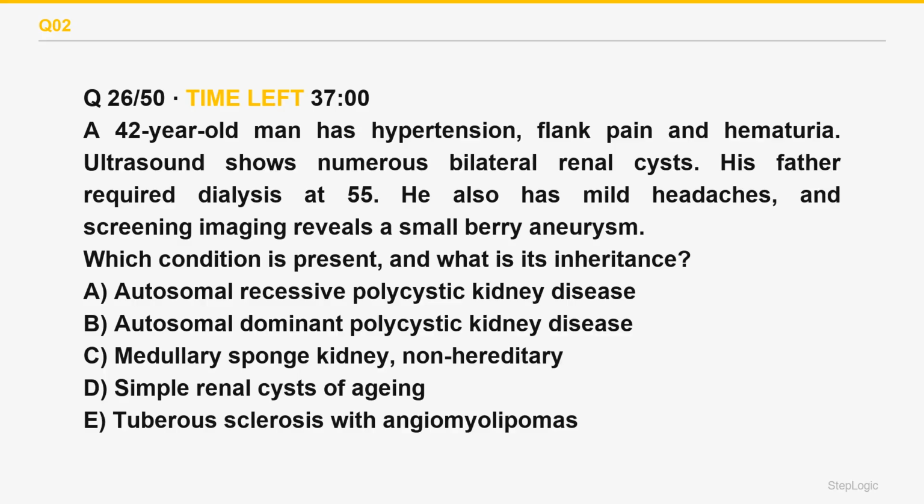Which condition is present and what is its inheritance? A 42-year-old man has hypertension, flank pain, and hematuria. Ultrasound shows numerous bilateral renal cysts. His father required dialysis at 55. He also has mild headaches, and screening imaging reveals a small berry aneurysm. Read the command, the condition, and its inheritance. Two polycystic diseases differ by age of onset, inheritance, and extrarenal associations.